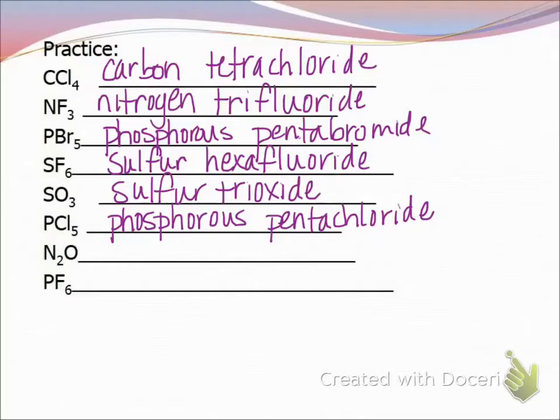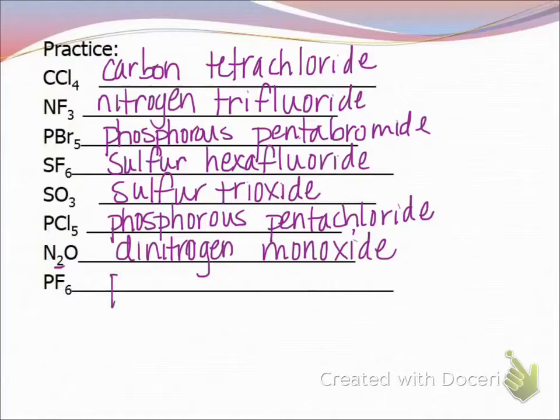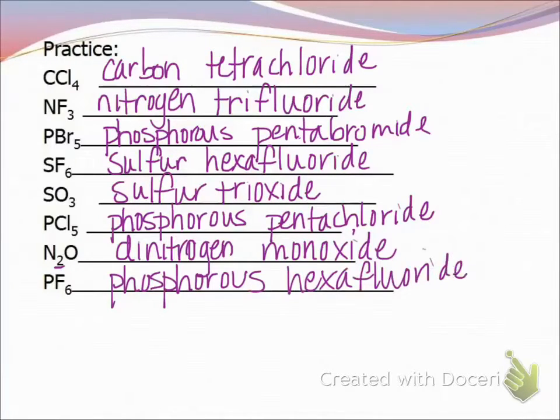So the next one we have is the first time we have a subscript on our first element. Because it's 2 right here, we have to say dinitrogen. That's an O. And then the second thing always gets a prefix, even if there's only one. So it would be dinitrogen monoxide. And that's an example of where we drop the extra O off. Okay? And then the last one would be phosphorus hexafluoride.